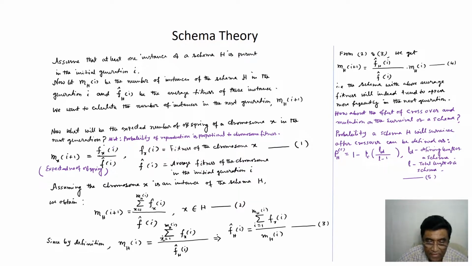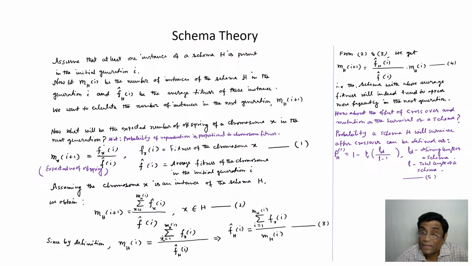From here, you take it here and we are getting this divided by, so just for convenience we are taking this. So from 2 and 3, what we can write, so what will be the number of instances of a schema in the next generation? It will be equal to, from here, you see, f cap H i divided by f cap i times m sub H i, okay.